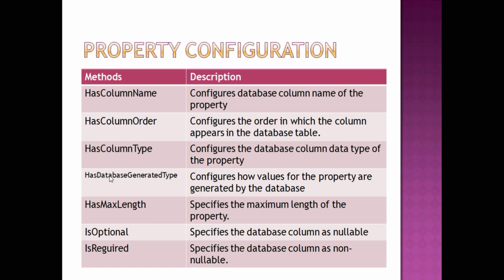Then there is the HasDatabaseGeneratedOption method, which is used to specify how the values in the database get generated, meaning whether it is an identity column or we have to provide the values manually. Then HasMaxLength is used to specify the size of your column. Then IsOptional and IsRequired are used to specify nullable and non-nullable columns respectively. So let us switch to Visual Studio and perform this operation practically.